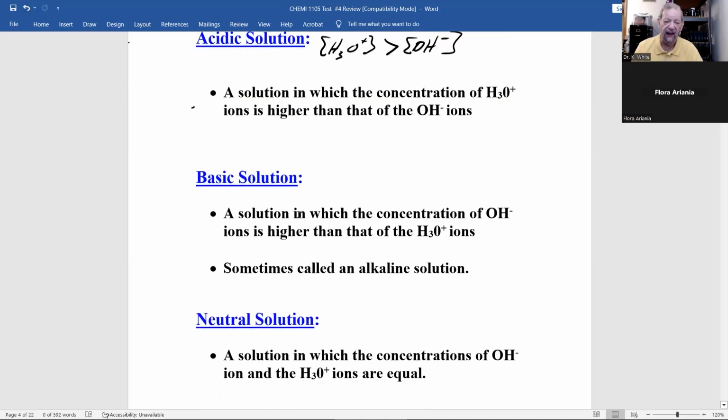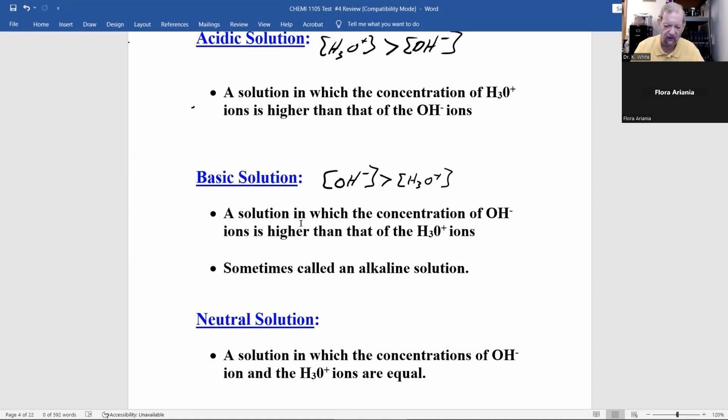Now, the opposite of that is a basic solution. That's a solution in which the concentration of OH minus ions, hydroxide, is greater than the hydronium ion concentration, H3O plus. This is called a basic, and sometimes called an alkaline solution. I've heard it pronounced both ways. And if you have alkaline batteries, the material in there is a basic solution.